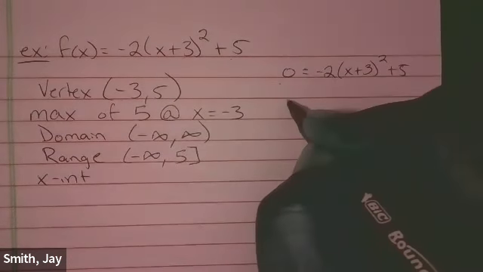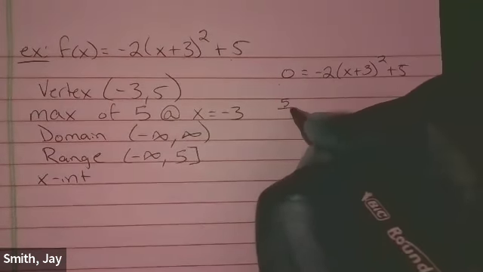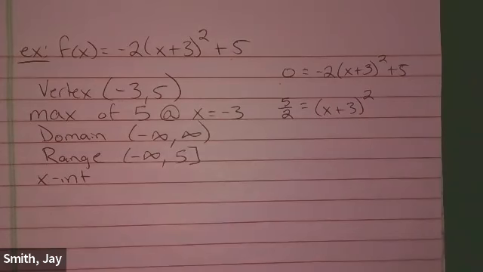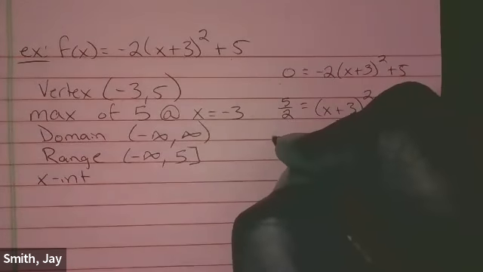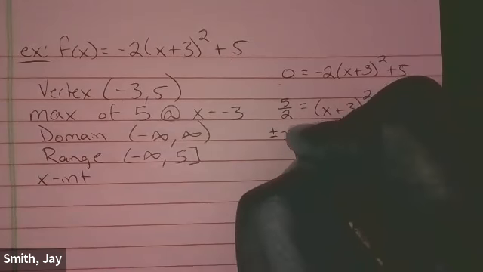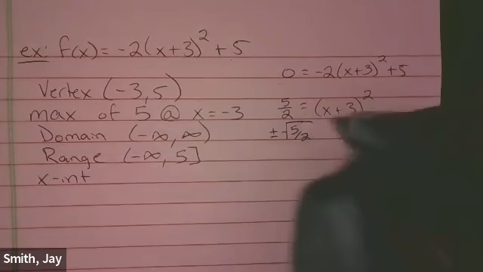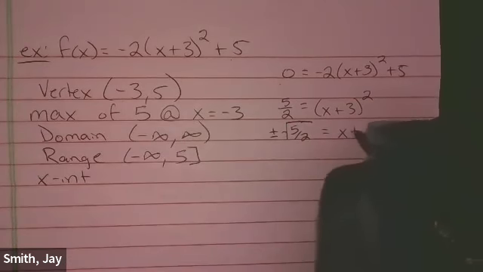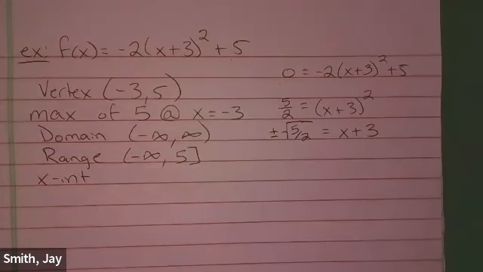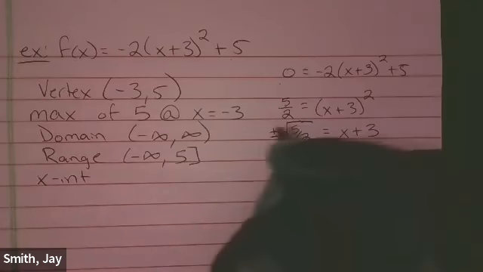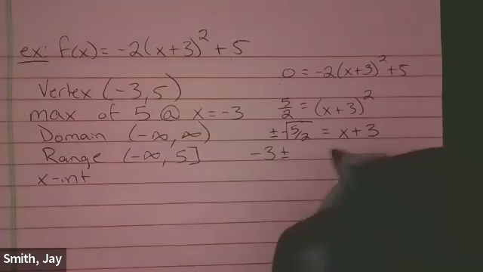So we have -5 over -2, or positive 5/2, equal to (x + 3) quantity squared. You can take the square root of both sides to get rid of that squared term. So this is going to give me both positive and negative square root of 5 over 2 is equal to x plus 3. And to get x by itself, we'll subtract 3 from both sides. So we end up with negative 3 plus and minus.